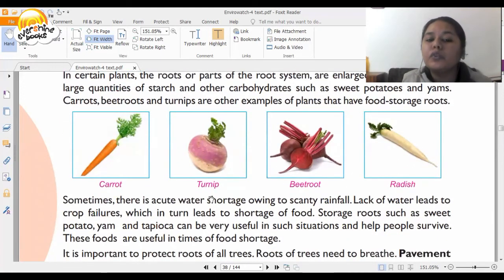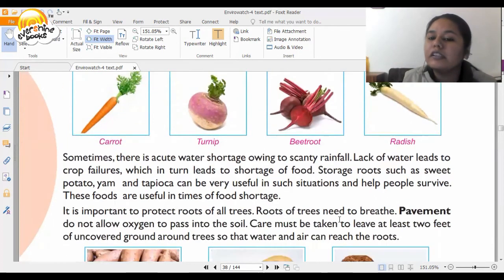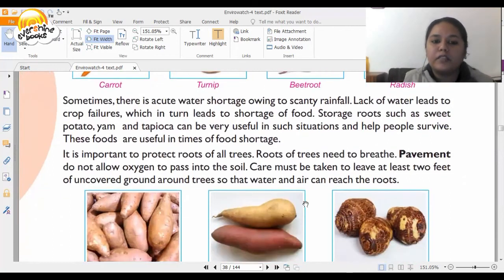Sometimes there is acute water shortage owing to scanty rainfall. So if there is very little rainfall, some plants lack the water which is required for growth. Lack of water leads to crop failure, which in turn leads to shortage of food. Storage roots such as sweet potato, yam, and tapioca can be very useful in such situations and help people survive. These foods are useful in times of food shortage.